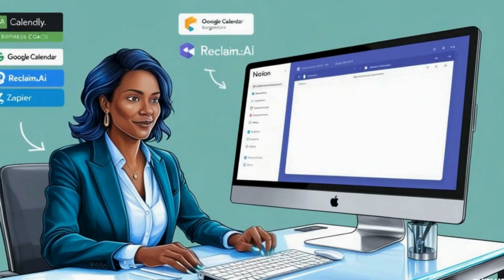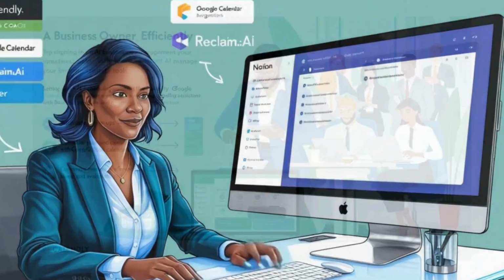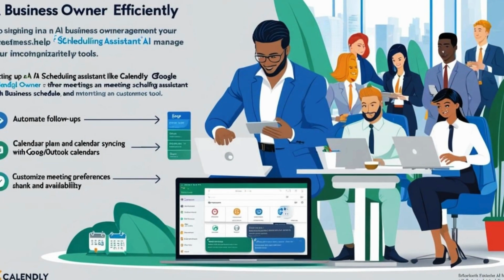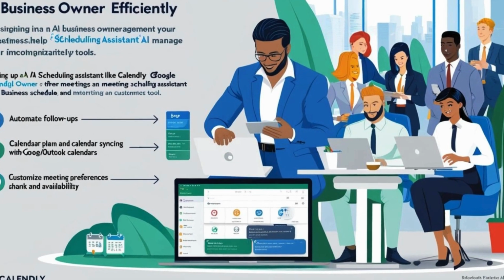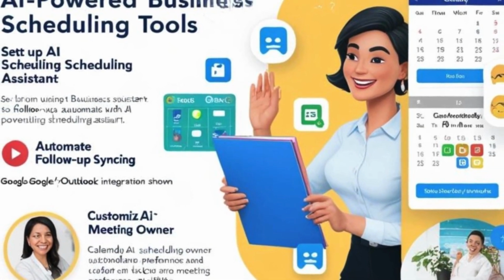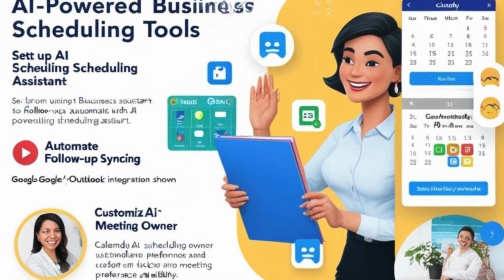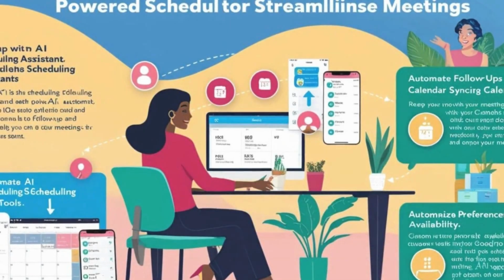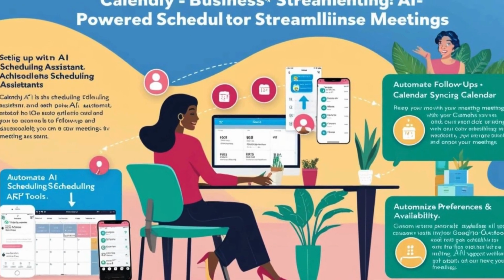Chapter 1. Organizing meetings with AI assistants. Objective: teach business owners how to streamline meeting scheduling, follow-ups, and reminders using AI tools so they can save time and stay organized. Course overview: what you'll learn.